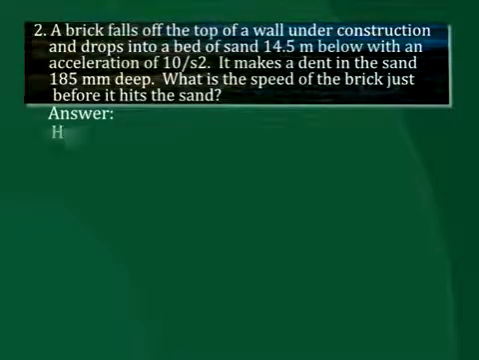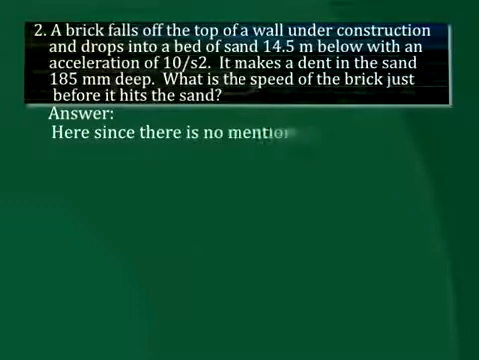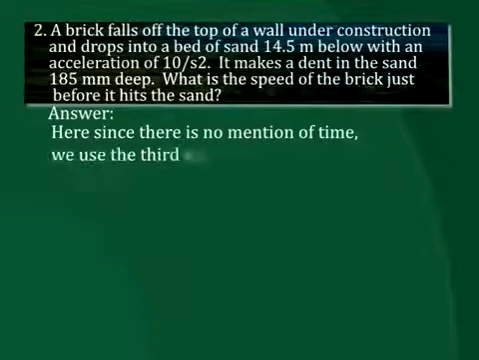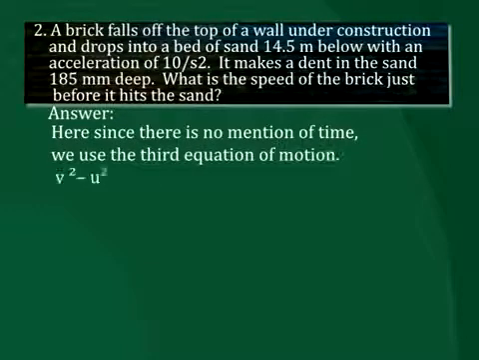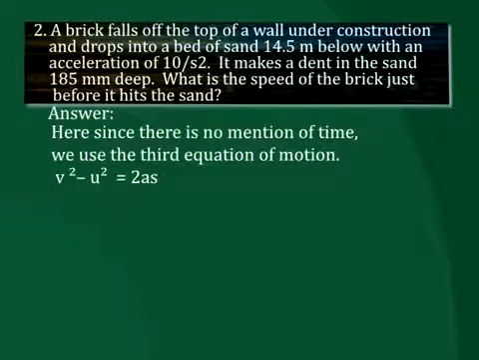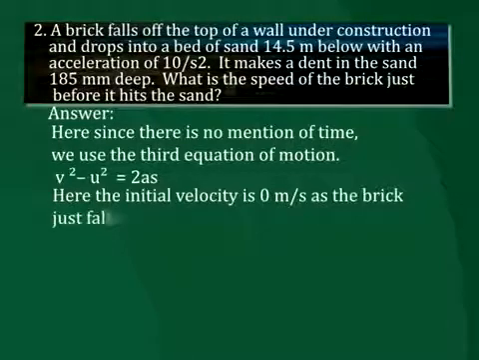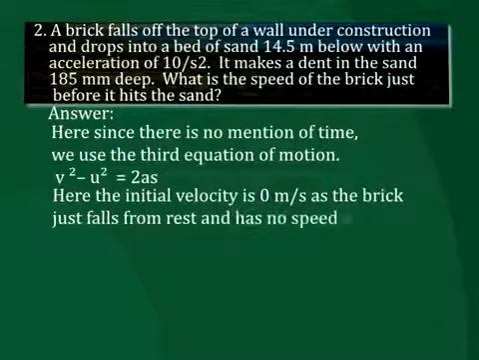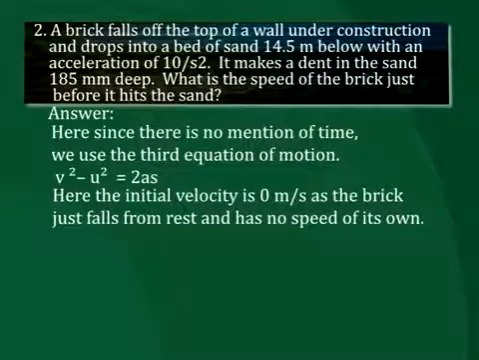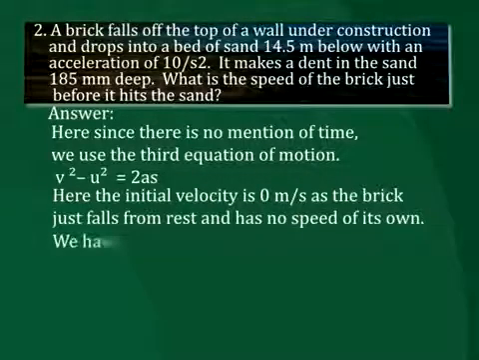Here, since there is no mention of time, we use the third equation of motion, v square minus u square equals 2as. Here, the initial velocity is 0 meter per second, as the brick just falls from rest and has no speed of its own. We have to calculate v here.